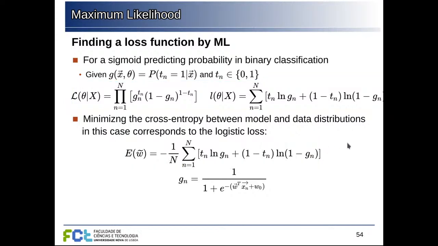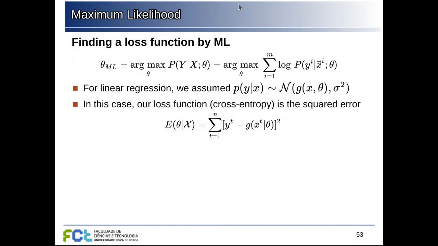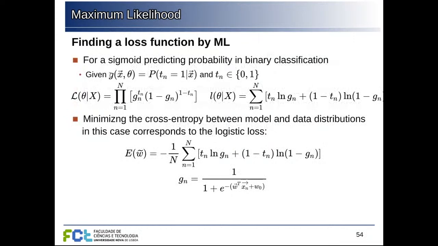So this will be the cross entropy, the loss function corresponding to minimizing the cross entropy in this particular case, but it's different from the one in a linear regression because the probability model that we are using is different. So this would be this logistic loss function that we use in logistic regression.